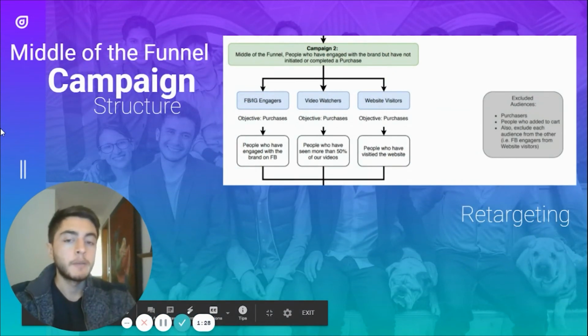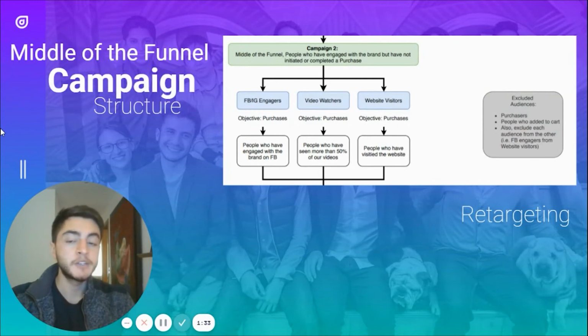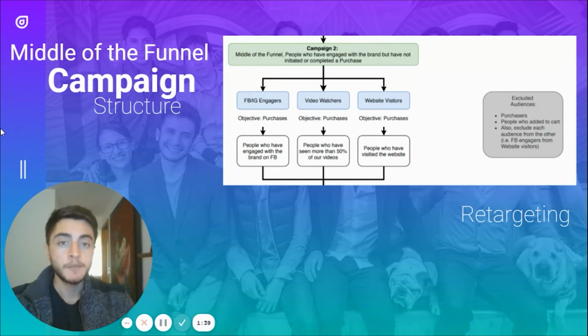In our middle of the funnel campaign, we want to retarget people who have engaged with the brand but have not initiated or completed a purchase. Examples of these audiences include Facebook and Instagram engagers, video watchers if you have uploaded videos to Facebook or Instagram, for instance, or even website visitors once you have installed the Facebook pixel on your website. Similarly to the top of the funnel audiences, we want to exclude all of our bottom of the funnel audiences from our middle of the funnel audiences so that there's no overlap and we can use our budget effectively.